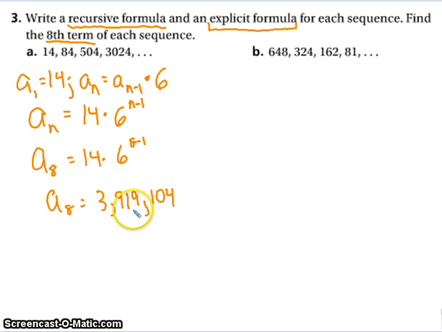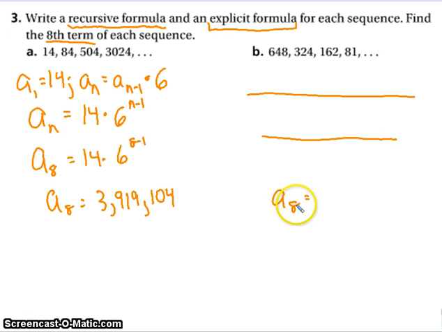So, okay. Do this last one. You need the recursive, you need the explicit formula, and then you need to figure out what the 8th term is. That's the video. That's the chapter.